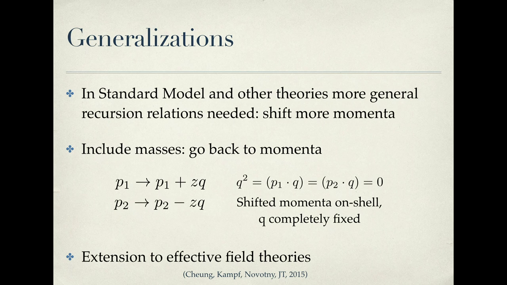The idea is simple. We shift P_1 now to P_1 plus zQ, where Q is some complex momentum, which satisfies these three constraints. And P_2, we shift in an opposite way. You see here that it manifestly satisfies momentum conservation. So the original momentum conservation is also satisfied here because the shift cancels between these two.